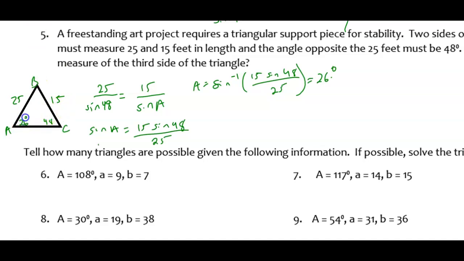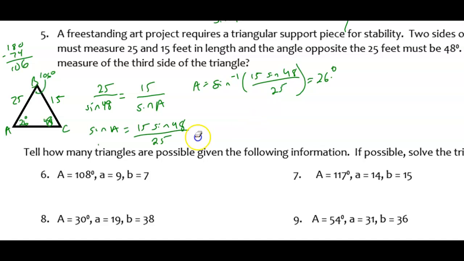26 degrees. Now, we use these two right here. If we add them up and subtract from 180, that's 48 plus 26, which is 74. So 180 minus 74 is going to give us 106. So we now know that this angle B right here is 106 degrees.